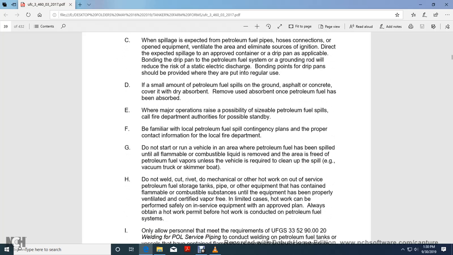If a small amount of petroleum fuel spills onto the ground, asphalt, or concrete, cover it with a dry absorbent. Remove the absorbent once the petroleum fuel has been absorbed. When major operations are possible with a sizable petroleum fuel spill, call the fire department authorities for possible standby. Be familiar with local petroleum fuel spill contingencies and the proper contact information of the local fire department.